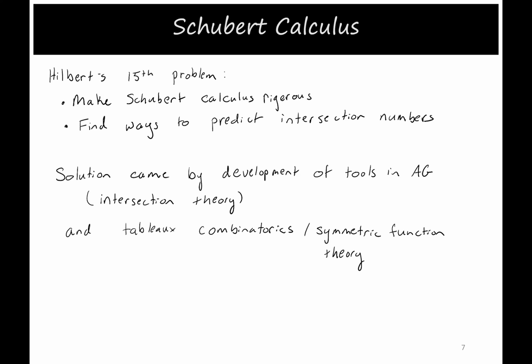So making things rigorous really came through the development of a lot of machinery in algebraic geometry. So things like intersection theory and studying Chow groups and cohomology theories, and understanding projective spaces and algebraic varieties. And the ways to predict intersection numbers is the corner of Schubert calculus I tend to live in, where a lot of the initial answers came by way of tableau combinatorics and symmetric function theory, where there's really nice ways to predict certain intersection numbers.